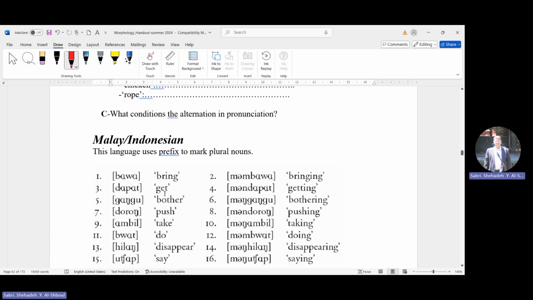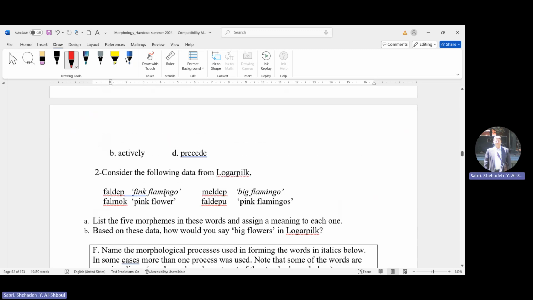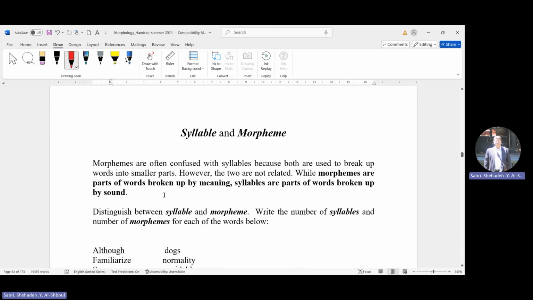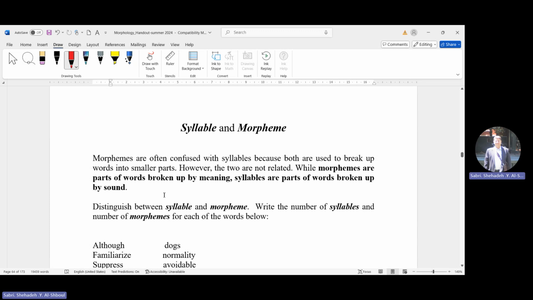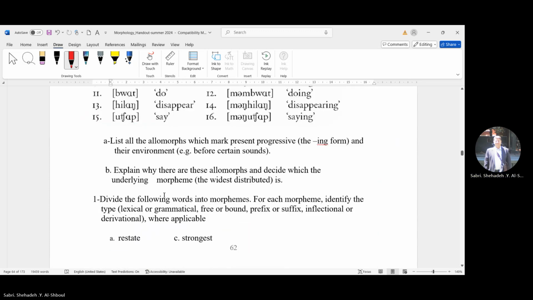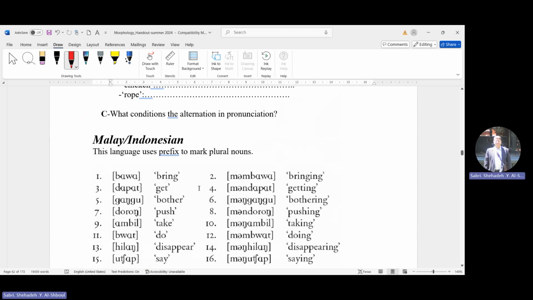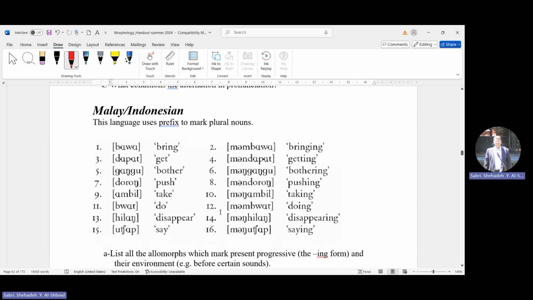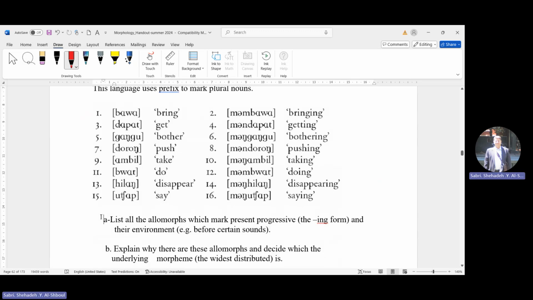Okay, so now let's move to syllables, right? Okay, to this data here, Malay, Indonesian. In this language, let's have a look.